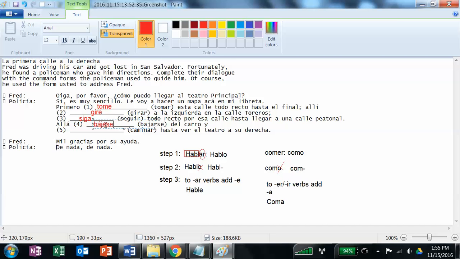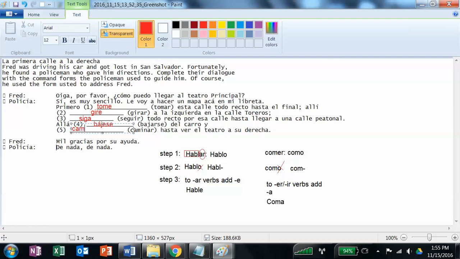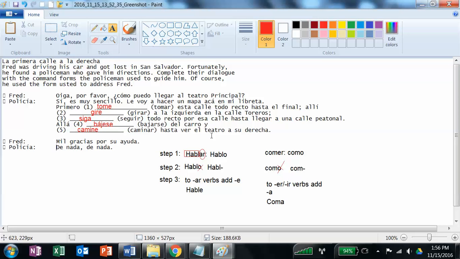So: bájese del carro y caminar. Caminar would become camino. It's an AR verb, so I add an E. And camine hasta ver el teatro a su derecha. And that's how you form the formal usted commands.